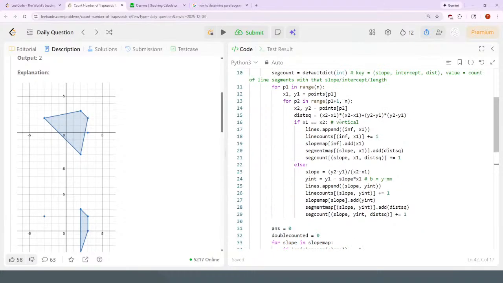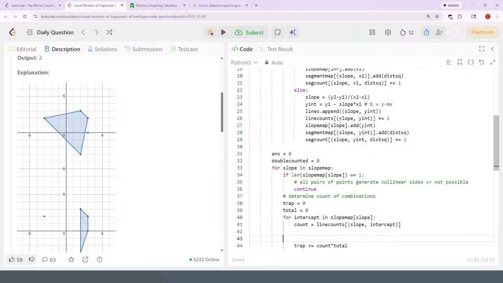For mapping slope, and maybe I just keep it rather than try to recalculate it using the other thing, and try to just use the other thing to calculate the double counted parallelograms. So how would I just calculate the double counting stuff?